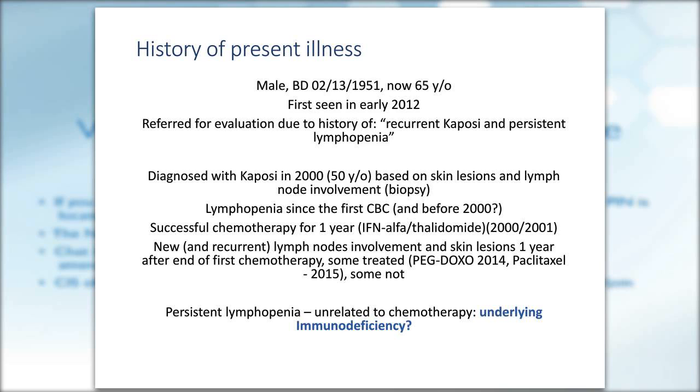But 1 year after completion of this treatment, there was recurrence and appearance of new skin lesions and lymphadenopathy, but there were no important clinical consequences, so the patient received no treatment at that time. But later on, skin lesions in areas such as his feet began to cause discomfort, and the patient was treated with peg-doxorubicin in 2014, and at the end of 2015 with paclitaxel.